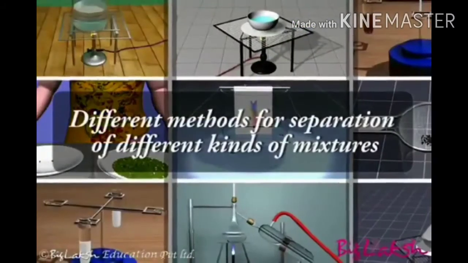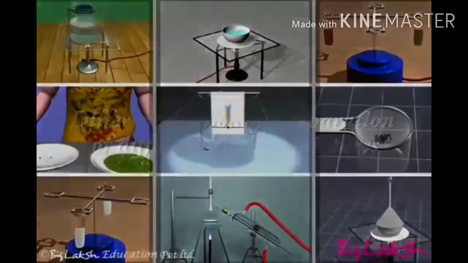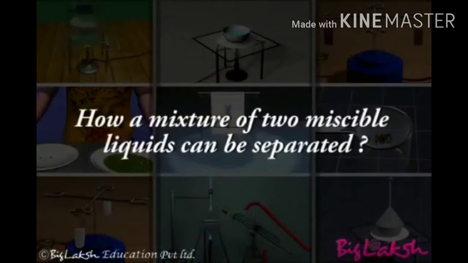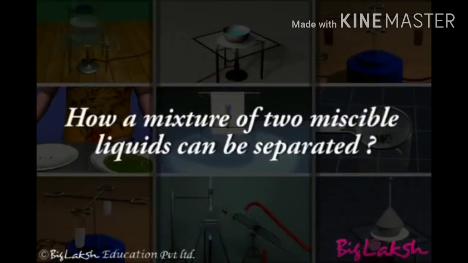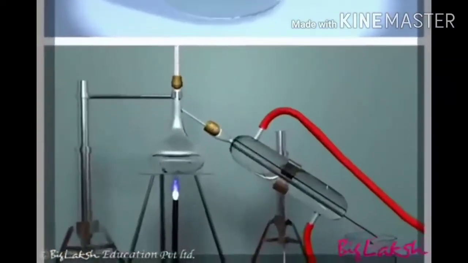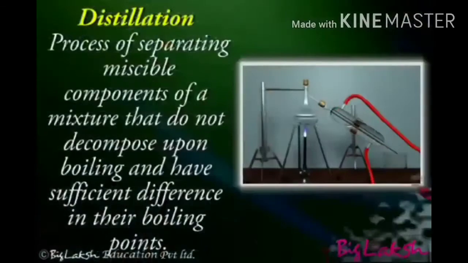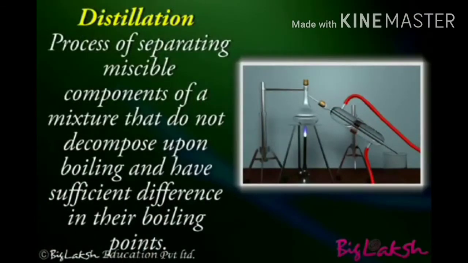We know that different methods are used for separation of different kinds of mixtures. But do you know how a mixture of two miscible liquids can be separated? Well, such a mixture can be separated by a method called distillation. Distillation is the process of separating miscible components of a mixture that do not decompose upon boiling and have sufficient difference in their boiling points.